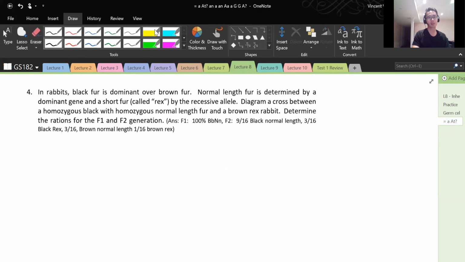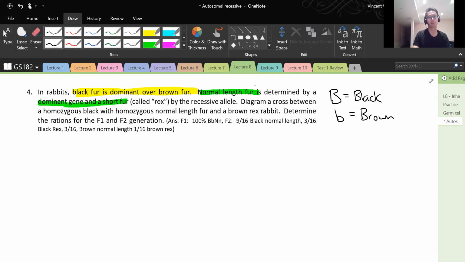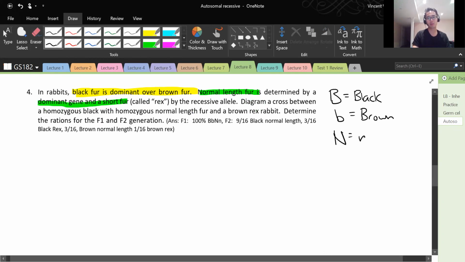In rabbits, we have black fur dominant over brown fur. So big B is black fur, small b, brown fur. The other trait we're looking at is normal length is dominant over short length. Okay, so big N is normal, small n is short.